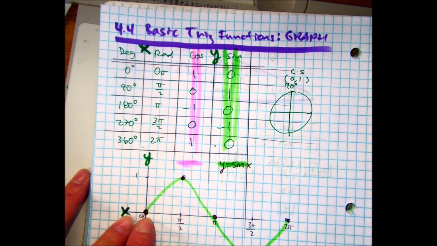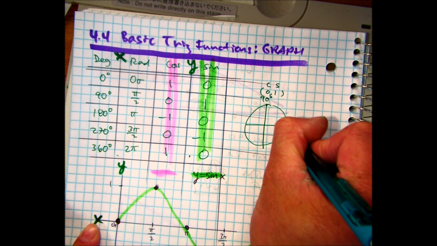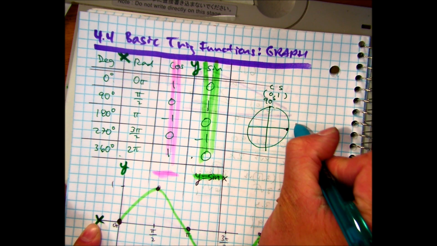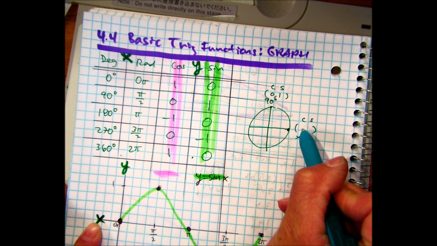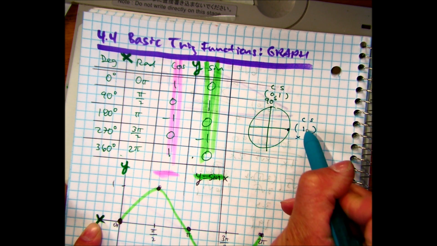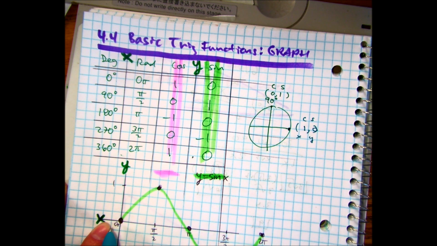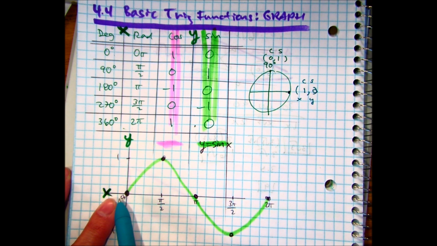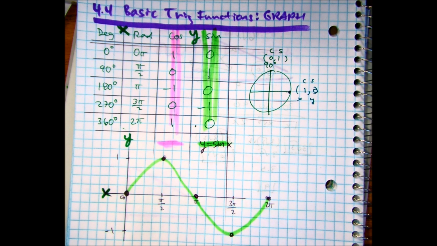Also, sine starts at 0. How do I know that on the graph? Well, if you look back at your quadrantals, what's the ordered pair? 1, 0. So sine starts at 0, and that shows on the graph. Okay? Now, let me show you guys some other new things.